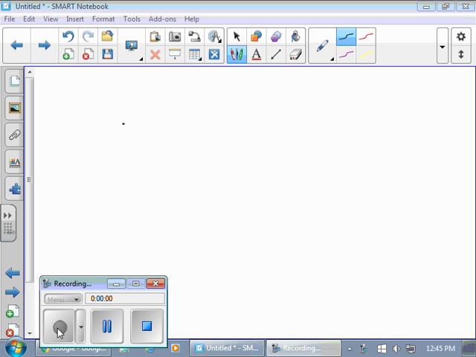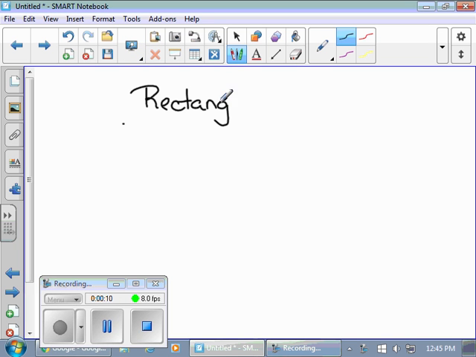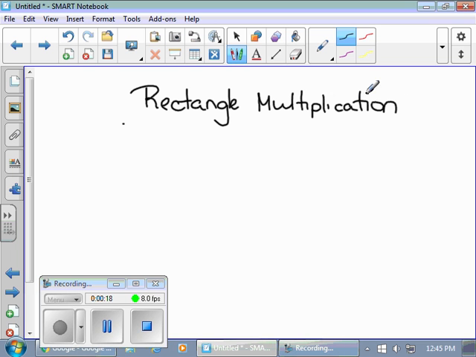Today we're going to talk about multiplying fractions using models. Okay, so that's what you're going to do. Sometimes it's called rectangle multiplication, sometimes rectangular multiplication, but we're going to be multiplying fractions today.